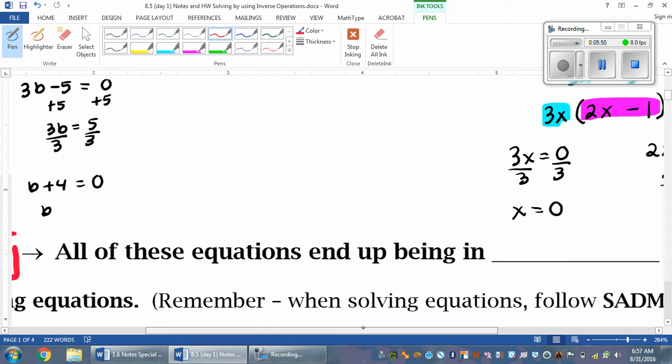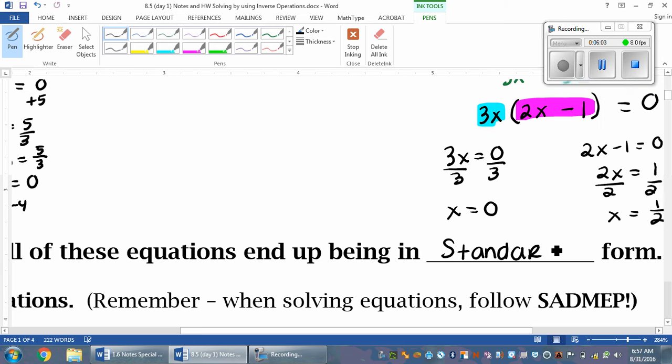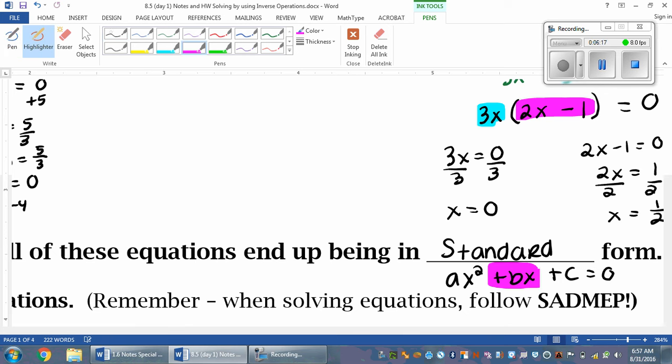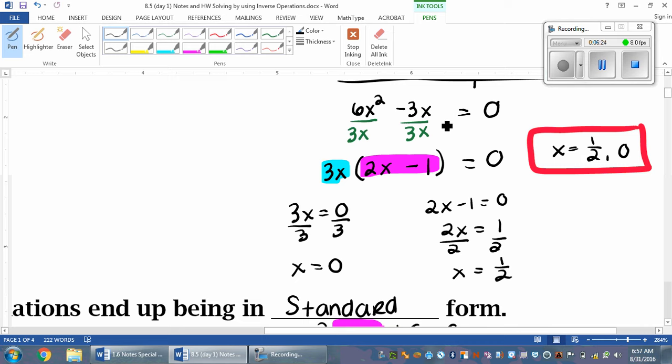If you notice, in numbers 1 and 2, after setting each equation equal to 0, all the equations end up in standard form. Remember, standard form is ax squared plus bx plus c equals 0. So each equation has a quadratic term, a linear term, which is just an x, and a constant. Even though in number 3 I didn't have a constant, my constant was 0.